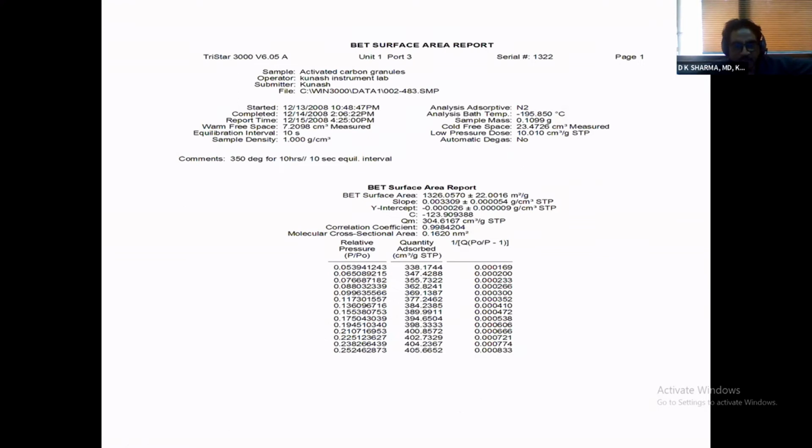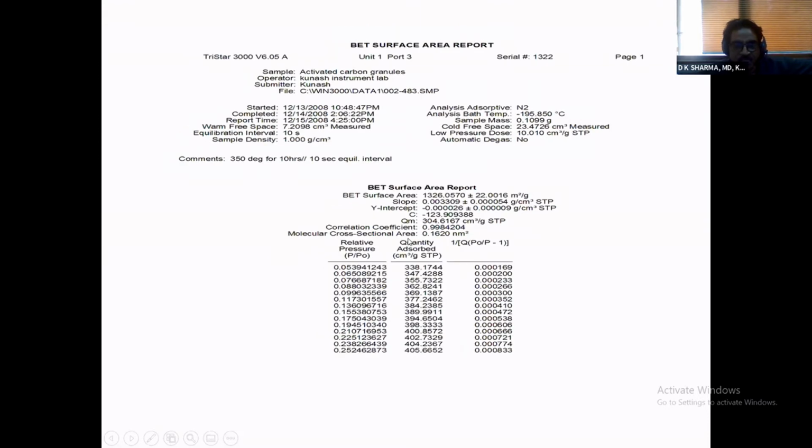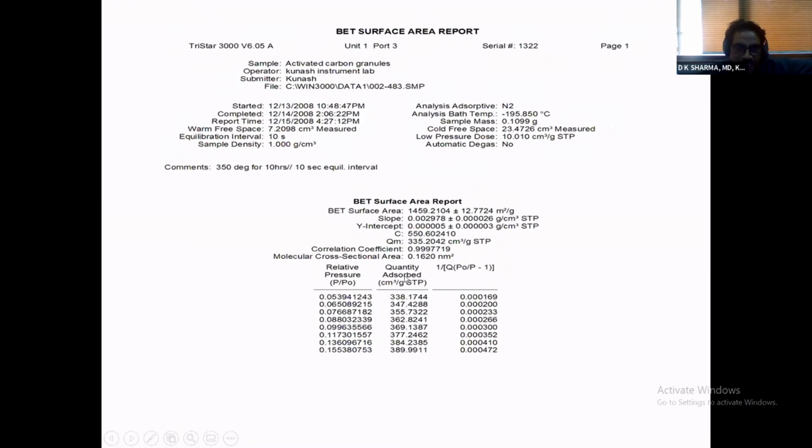Another example, activated carbon. You will have negative C, negative Y intercept. Try to change the values. The C has become positive. The surface area value, which was earlier 1326, after you remove the higher points, has become 1450, and the C value has become 550, positive.